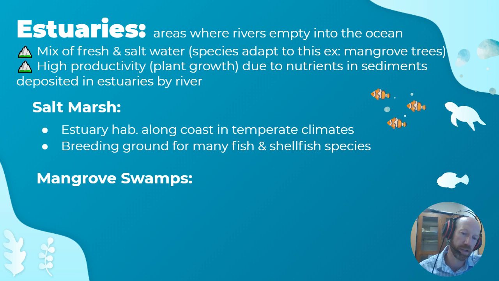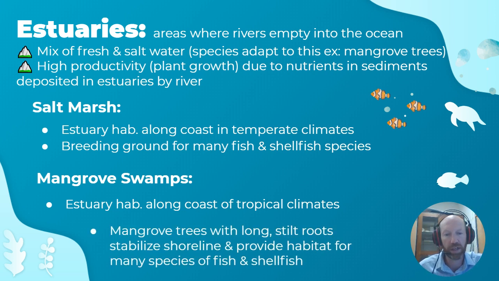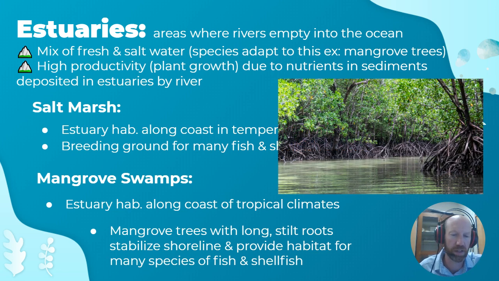Mangrove swamps are a really interesting biome themselves. They're along the coast of tropical climates, so it needs much more warmth. And they're characterized by these mangrove trees. And here you can see them, these very long stilted roots. So the roots go down and you can see them above water holding the trees up. That provides a lot of structure to stabilize the shoreline, and it provides a really nice habitat for a lot of different species of fish and shellfish.